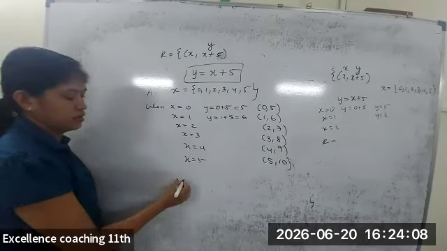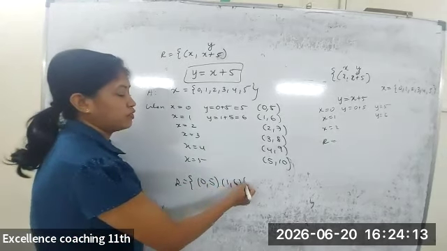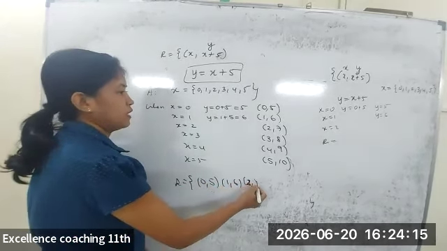Now write the relation. Don't forget to write like this, a roster form. Even if they don't mention, you have to write in roster form and keep.